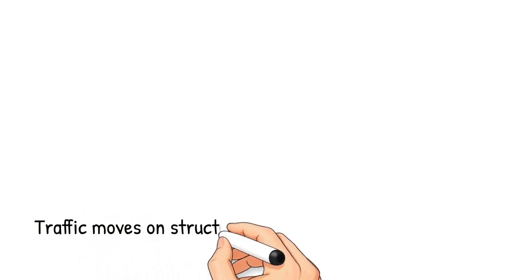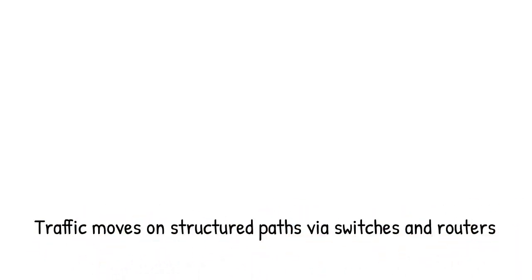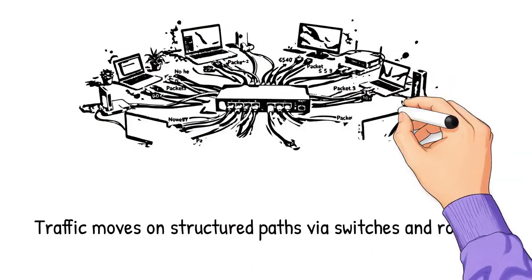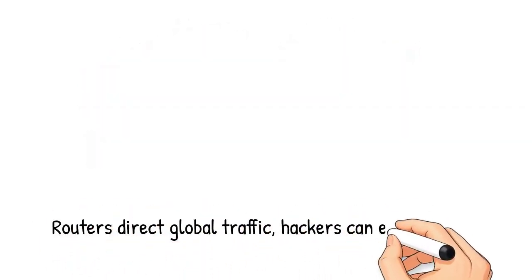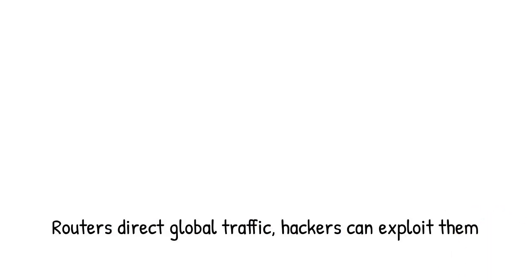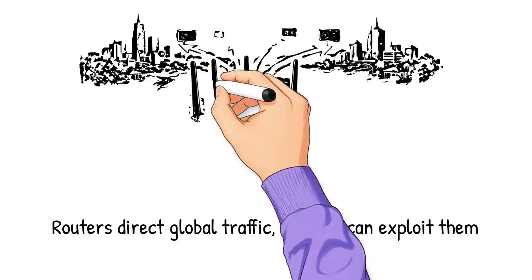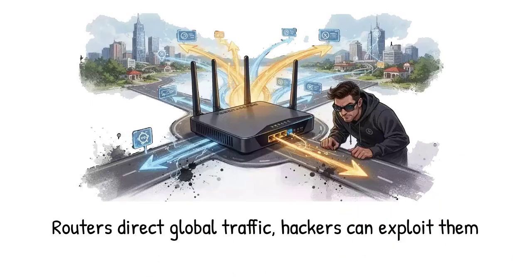Traffic doesn't move randomly. It follows structured paths. Switching, local movement. Switches move traffic within a local network, like inside your home or office. They decide which device should receive which packet. Routing, global movement. Routers move traffic between networks, like from your home to the internet. They decide the best path for packets to travel. Hackers often exploit routers and switches because controlling traffic means controlling communication.